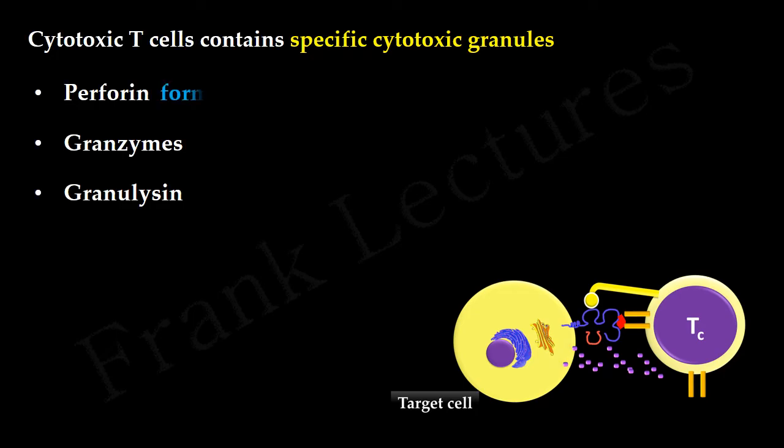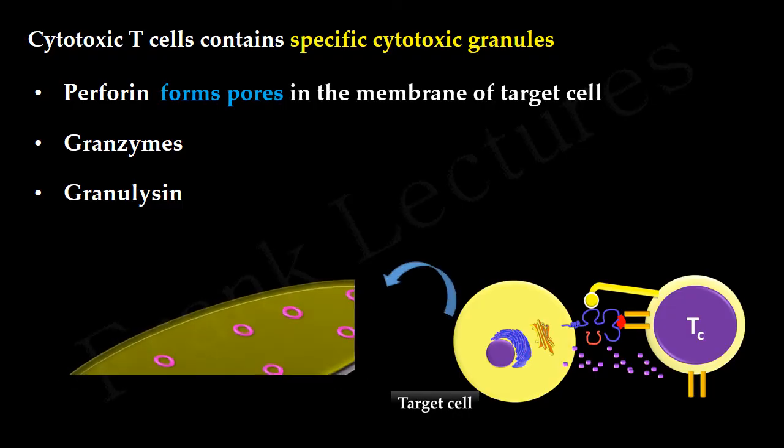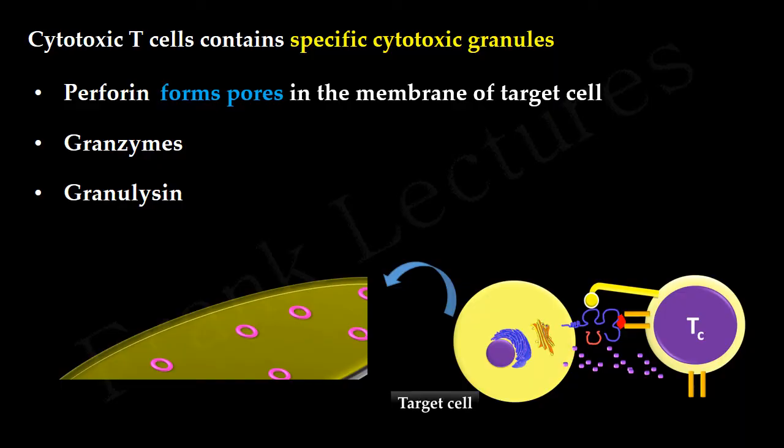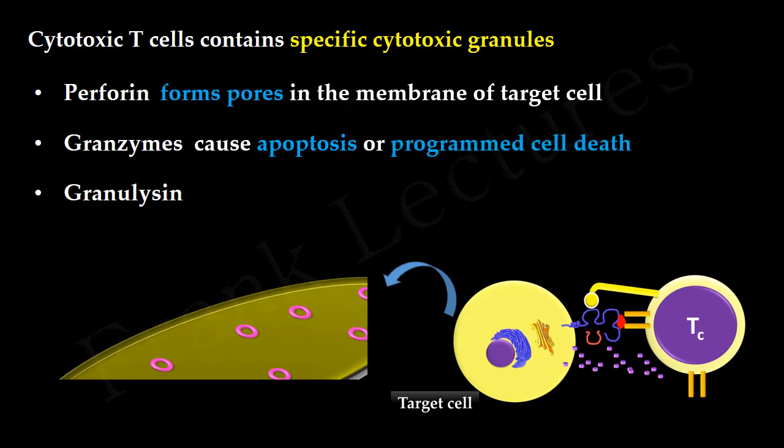Perforin forms pores in the membrane of the target cell. This damages the target cell and it also forms a passage for other granule contents into the target cell. Granzymes enter the target cell through these pores and cause apoptosis or programmed cell death. Thus, the target cell is degraded from within. Granzymes trigger apoptosis in the target cell by activating enzymes such as nucleases, and by damaging the mitochondria.